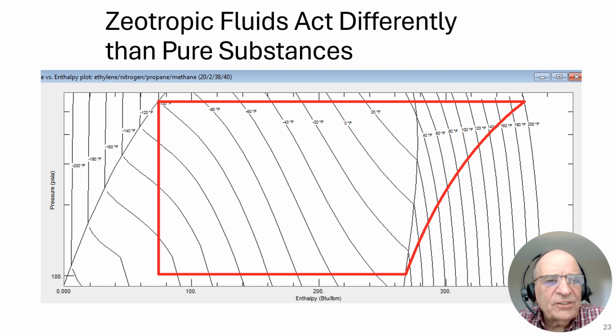This is a pH diagram of a zeotropic mixture. It happens to be a mixture of ethylene, nitrogen, propane, and methane. And the concentrations are 20% ethylene, 2% nitrogen, 38% propane, and 40% methane. Now, this happens to be in mass concentration.